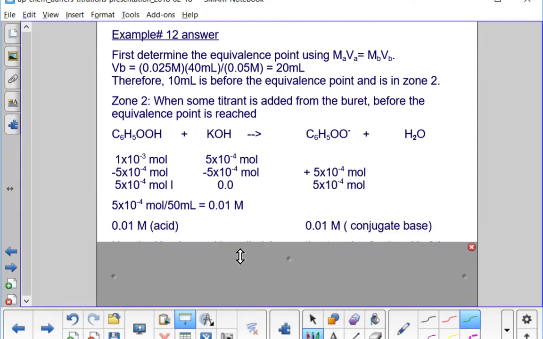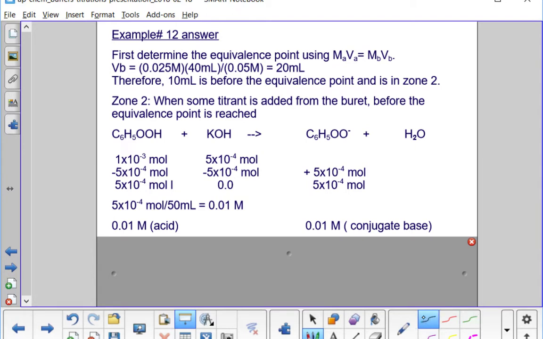So let's walk through the neutralization first. We have benzoic acid. Now 0.001 moles comes from the concentration of the acid, 0.025 times the volume, 0.040. So 0.025 times 0.040 is 0.001.